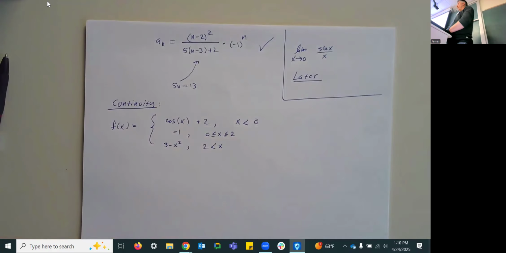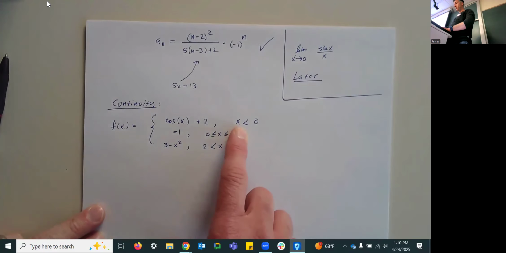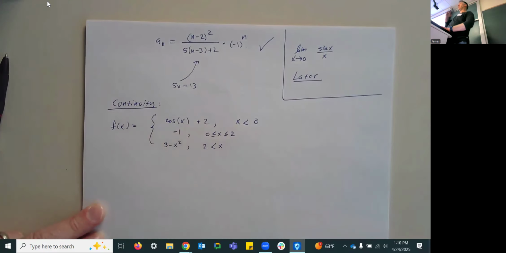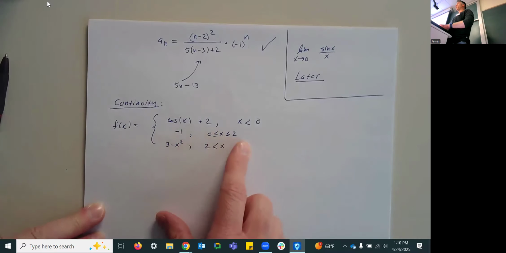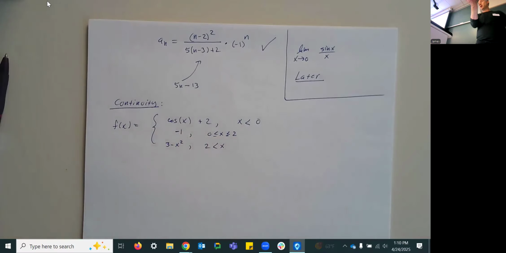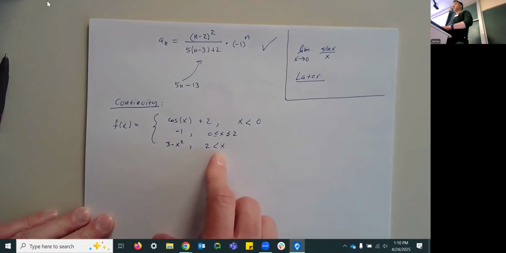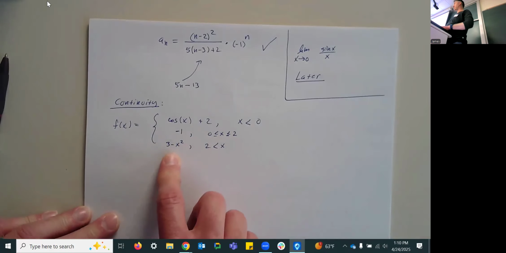And so, like I said last time, I'll say it again. Usually with these questions, the question is, where is this function continuous? Or really, where is it not continuous? What I want to point out is this function is guaranteed to be continuous almost everywhere. It's certainly continuous everywhere less than 0 because cosine is a continuous function. It's certainly continuous between 0 and 2 because if you're equal to -1, you're just a horizontal line. And it's certainly continuous when x is bigger than 2 because 3 minus x squared is just a polynomial and every polynomial is continuous on its domain.